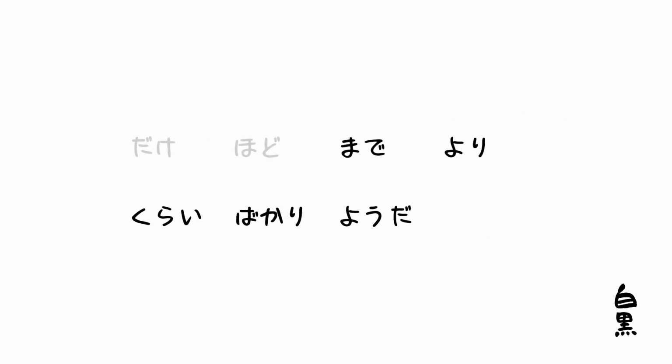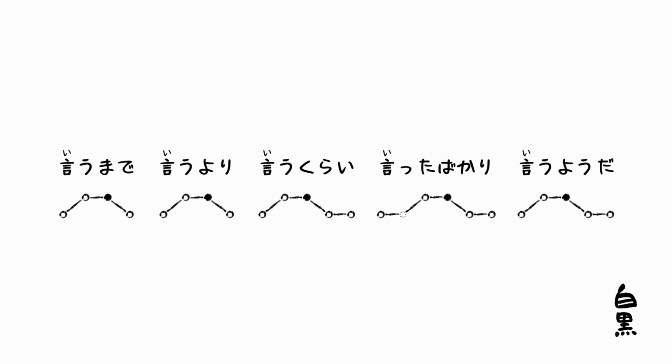For these nucleus-bearing dependent words, since their initial pitch must also follow where the preceding verb ends, when they attach to nucleus-less verbs which end on high pitch, the pitch drop within the dependent word itself would be more noticeable. Using iu as an example, iu made, iu yori, iu kurai, itta bakari, iu yoda.